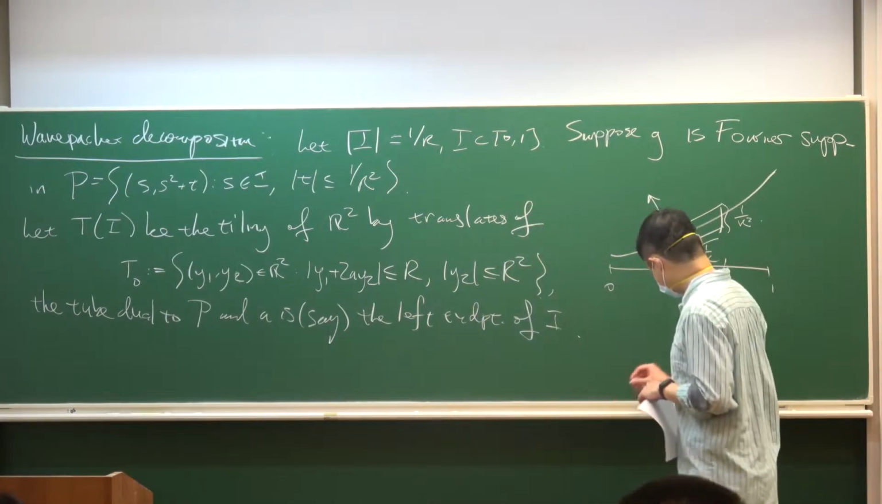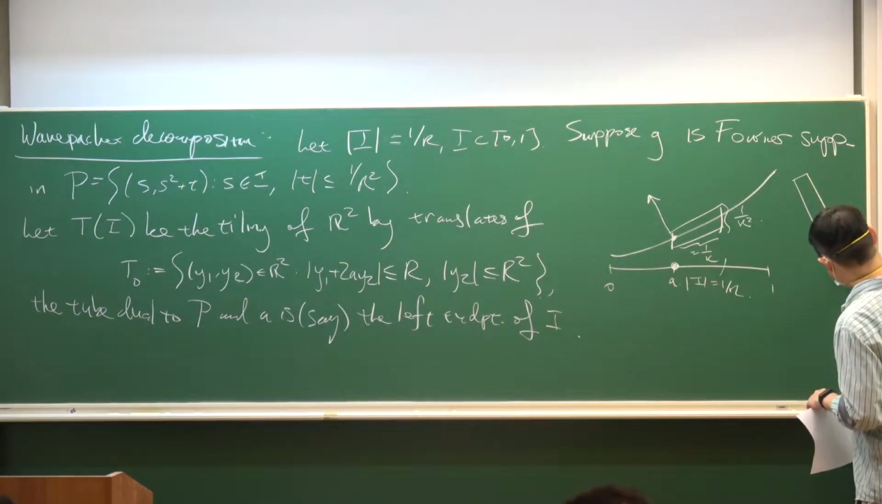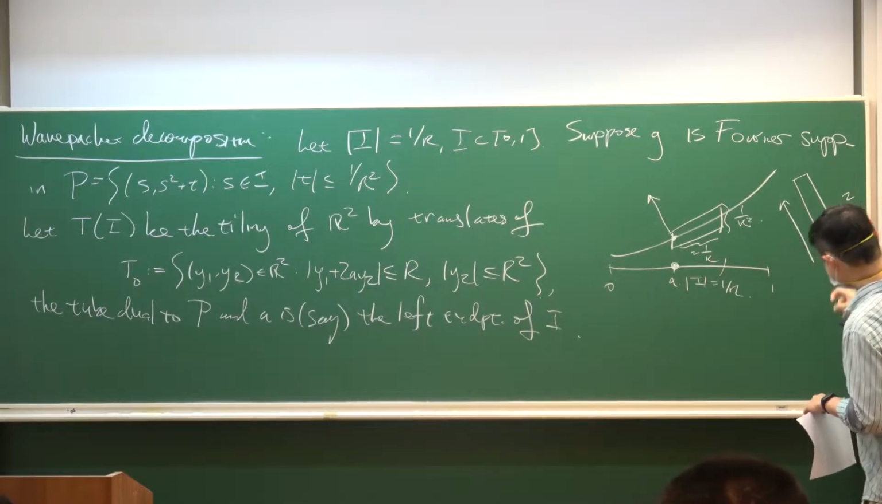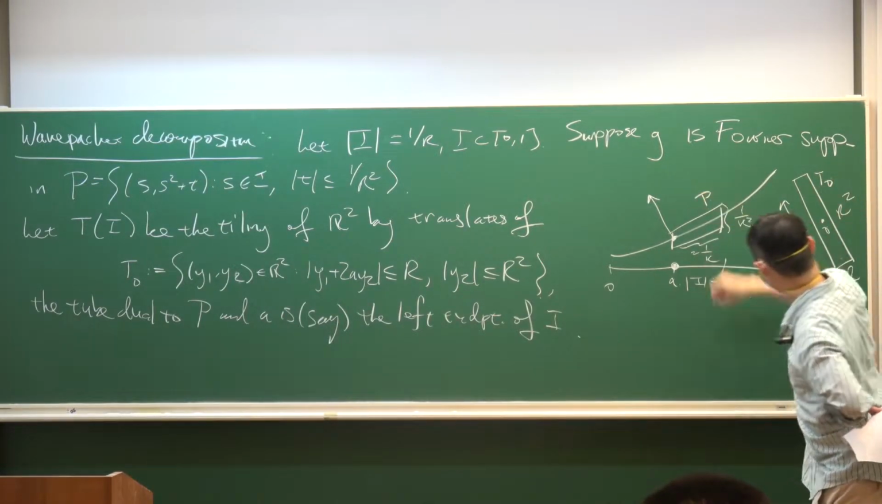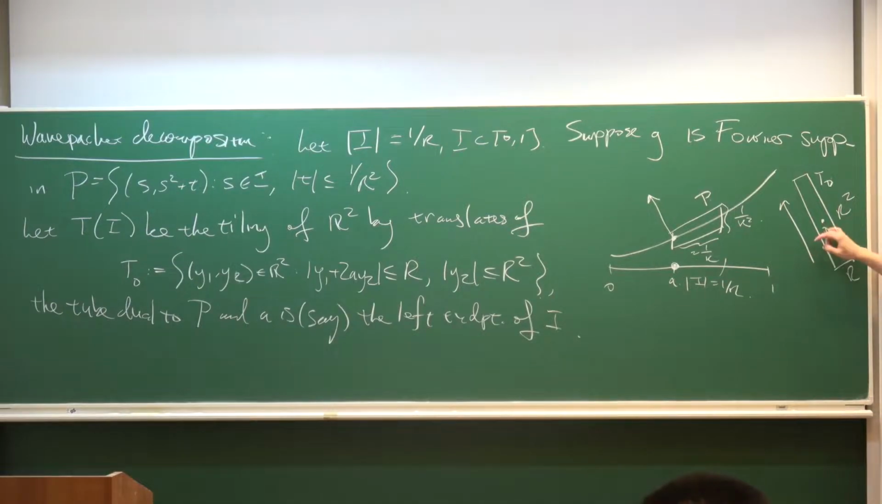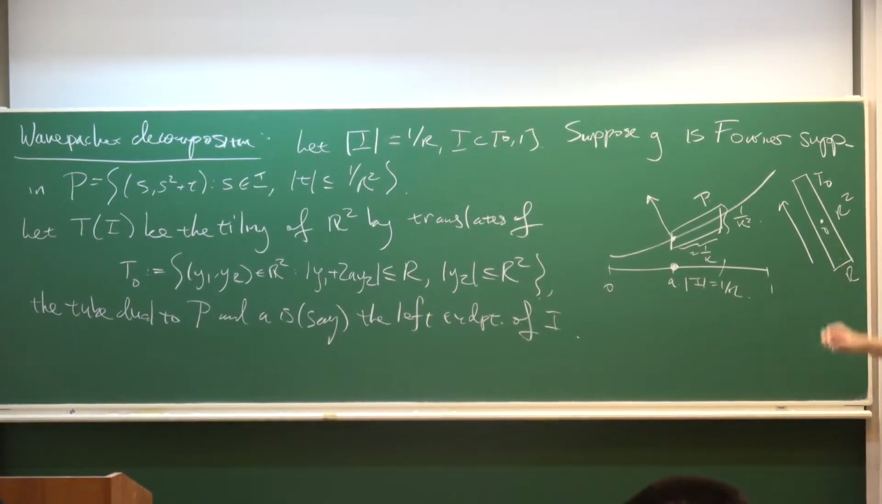And then what's T_0? I take this direction and formulate the dual direction, the dual tube. It's an r by r squared tube. It's really a parallelogram if you draw it carefully, but we can dilate it slightly and just say it's r by r squared, centered at the origin. This is called T_0. This is P. And then what's T_I? Well, I can tile R^2 by translates of this T_0. So that's everything so far.